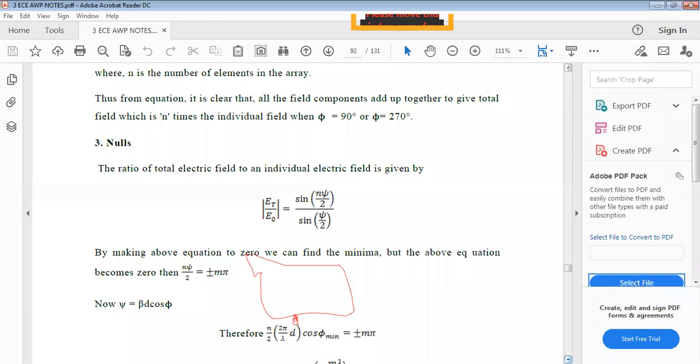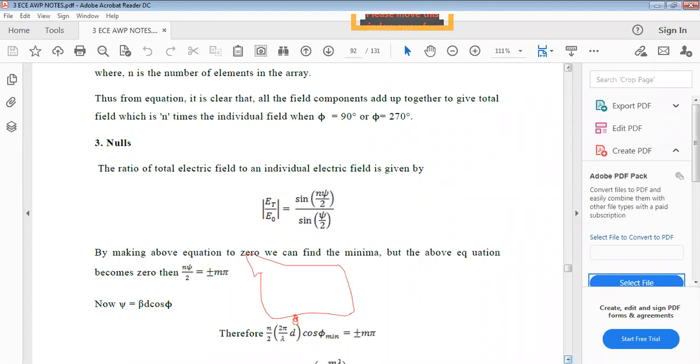Then n psi by 2 equals plus or minus m pi, where m equals 0, 1, 2, 3. What are the values where sin is minimum? Sin 180 is 0, sin 0 is 0, and so on, at 0, 45, 90, 270 and 360. That is where we get minima.